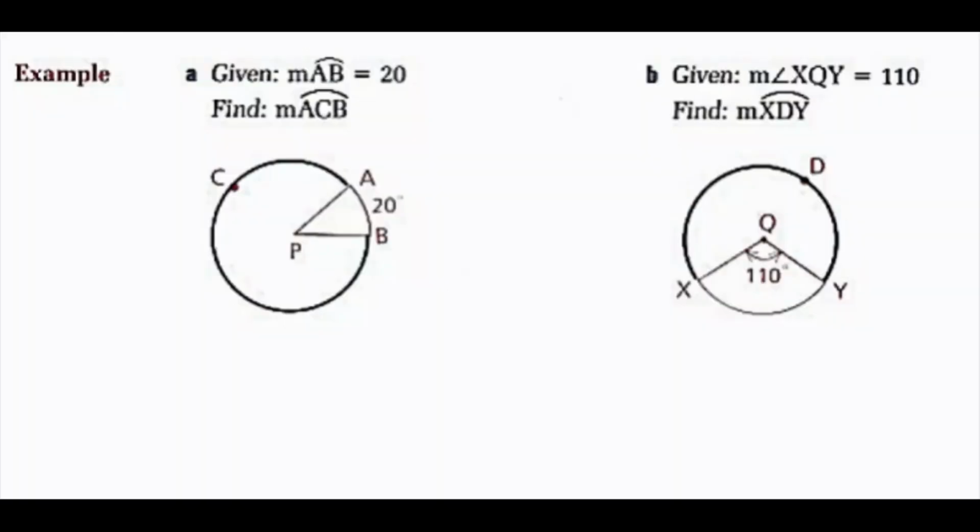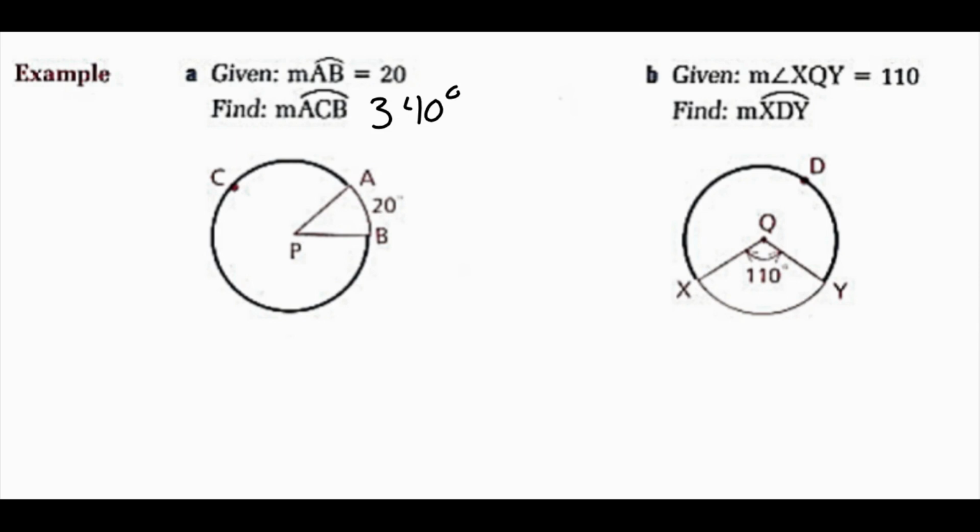Now, looking at these 2 examples, we want to find the measure of each major arc that's listed. In A, we're given that arc AB is 20 degrees, and I want to find arc ACB. ACB, I can see, has the same endpoints as arc AB, so that would make up the whole circle. So 360 minus 20 would give me arc ACB of 340 degrees.